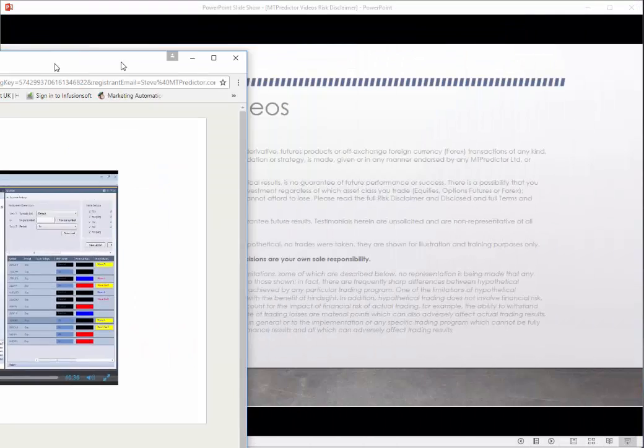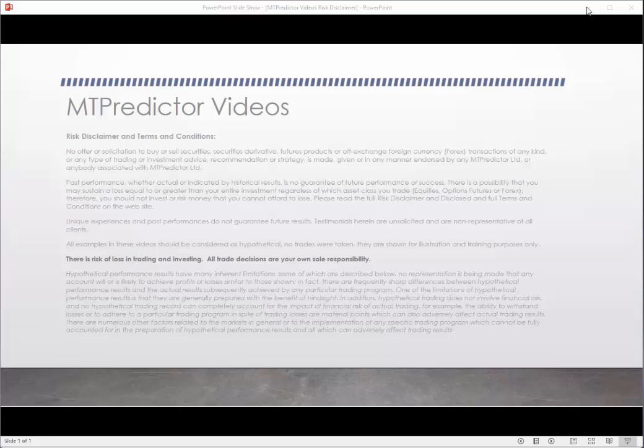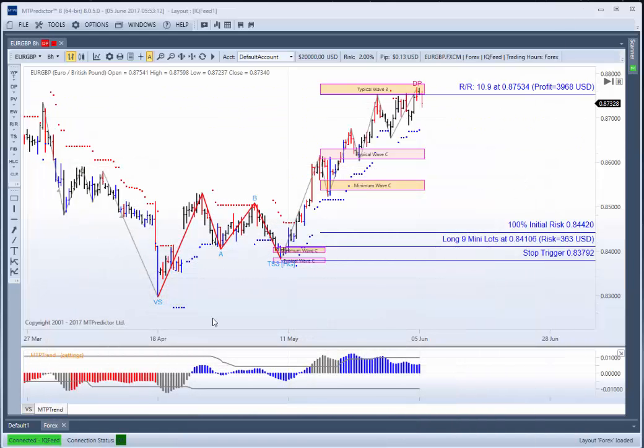Let's now just get that out of the way. Let's now have a look at what the market has done since then. Well, as you can see, it's done exactly what we anticipated, which is very nice.